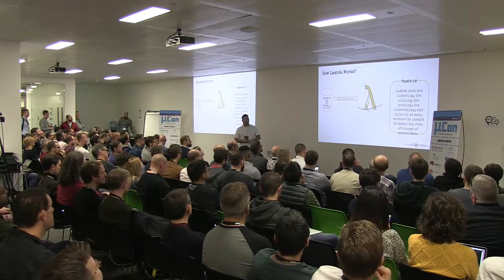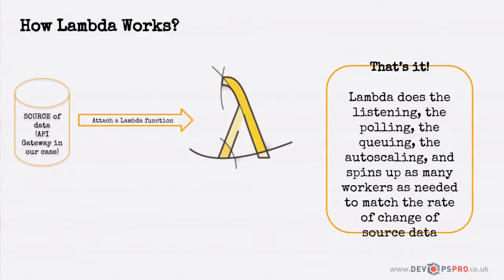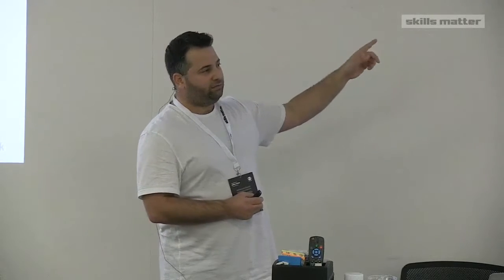All right, so basically how Lambda works. There's the source of data, which can be, as I said, S3, SNS, API Gateway, DynamoDB, whatever you can think of. The source of data just gets attached to a Lambda function and triggers it every time there is an event in that source of data. And that's all. That Lambda function does whatever you tell it to. That's everything Lambda. Really, everything.